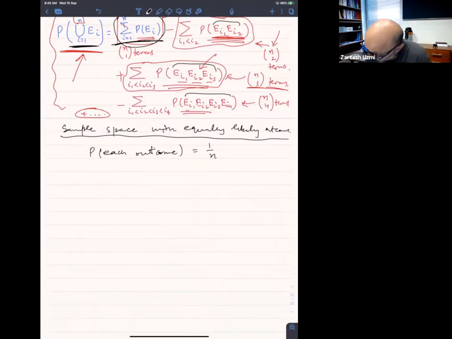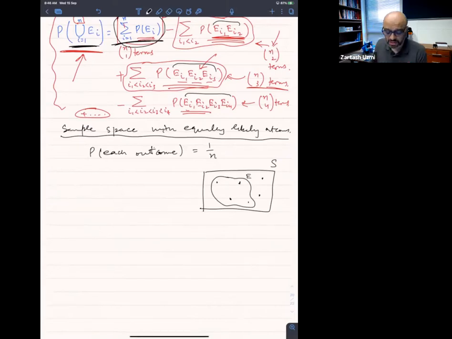Now, the probability of each outcome is going to be 1 over n. If you have an event which consists of some of these outcomes, and these are all equally likely, you define an event E which includes some of these outcomes. So 4 of these outcomes support event E. Support event E means that if any one of those four outcomes occurs, then E will occur. They are favorable to E.